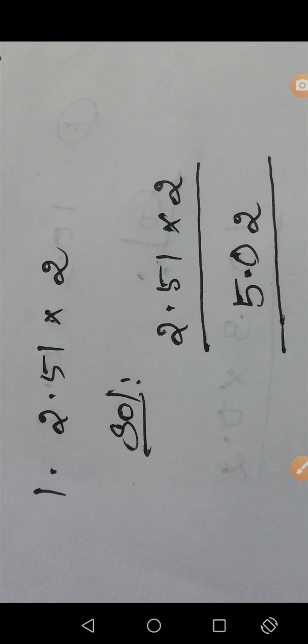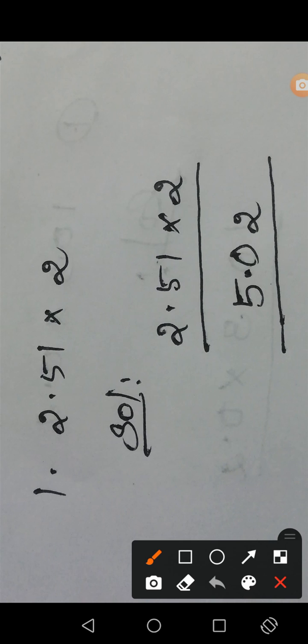The first one you see: 2.51 into 2. We know that after the point we want to read single digits. Single means one digit at a time. Okay. 2.51 into 2.